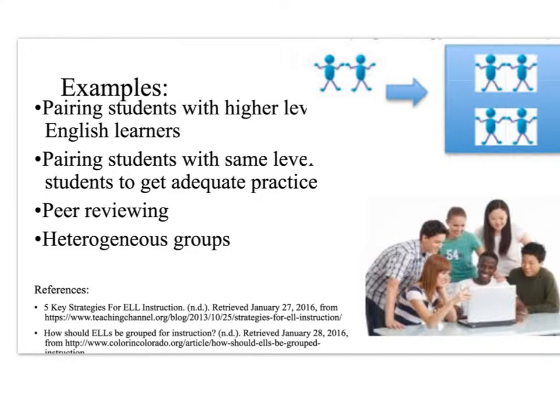Some examples of purposeful grouping are to pair students with higher level English learners, pair students with the same level students to get adequate practice, peer reviewing, and heterogeneous groups.